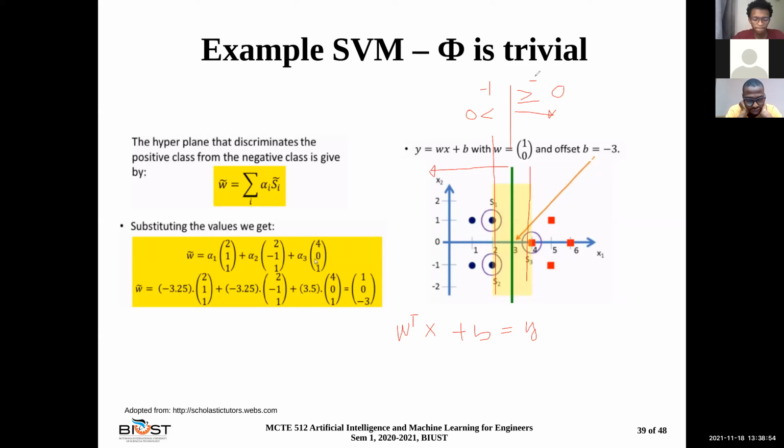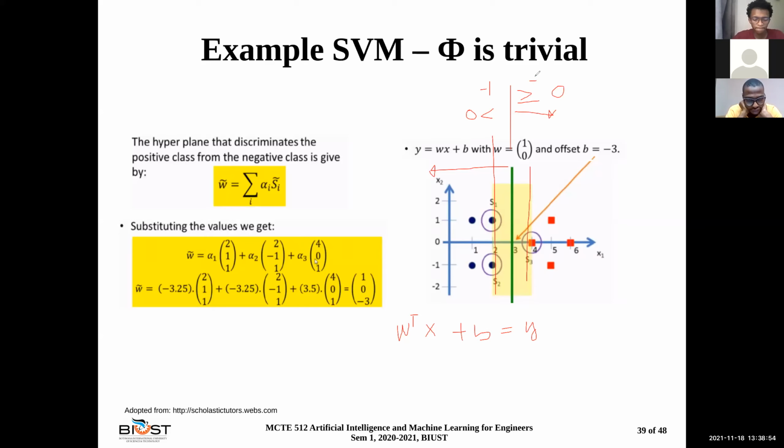So that is [1, 0] multiplied by [x1, x2], minus 3. Let's just write it again. It is equal to the Y output. So now this is x1 minus 3, which is your Y. So let's start with the support vector.